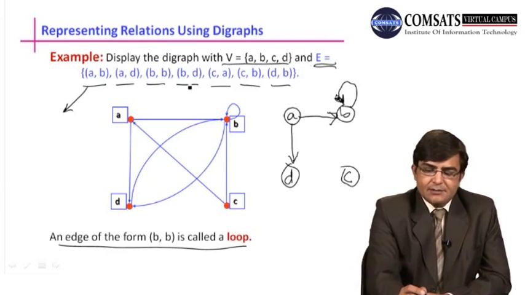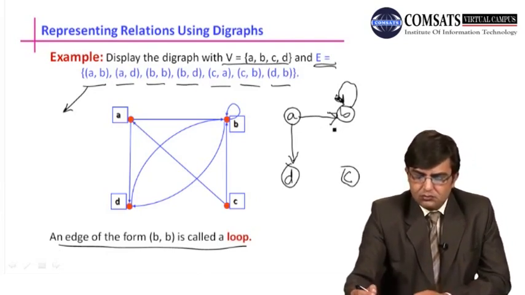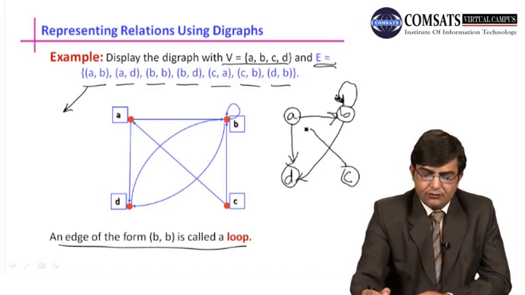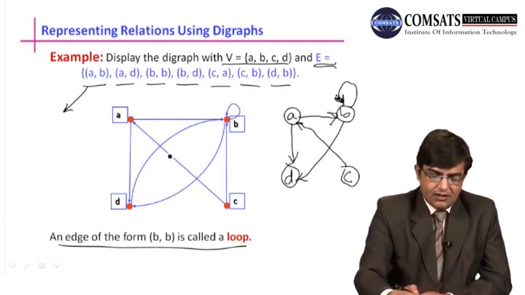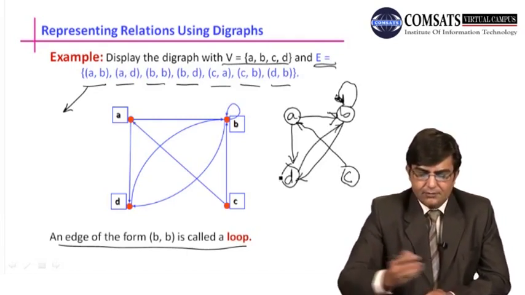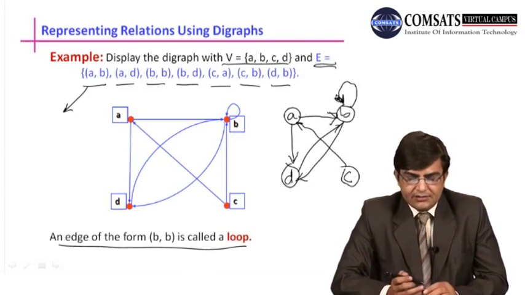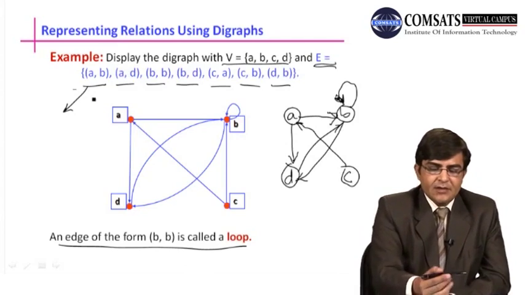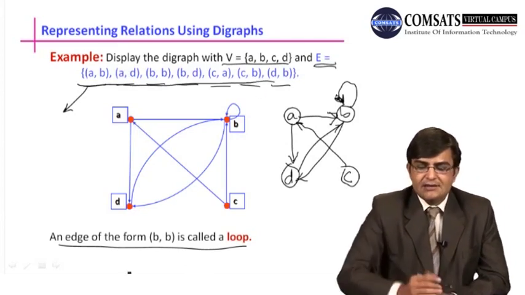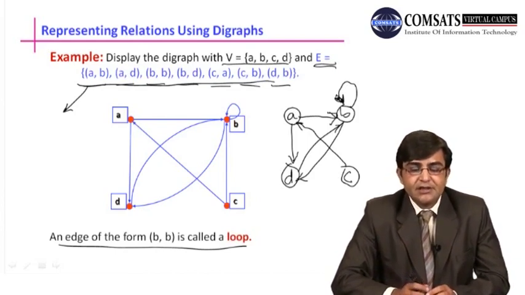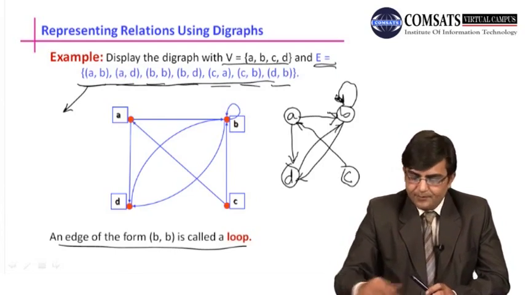Now next is B is related to D, so we draw an arrow from B to D. C is related to A, so we draw an arrow from C to A as we have drawn here, and similarly D is related to B and we draw an arrow from here to here. So this is how we can construct a digraph or directed graph which represents the relation on a set. I hope you understand how we construct the digraphs which represent the relation on a set.